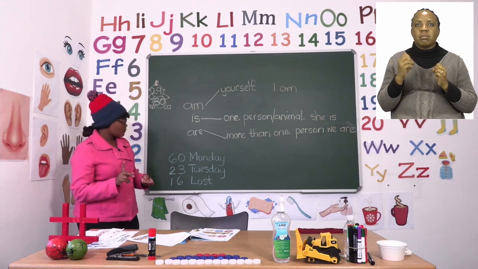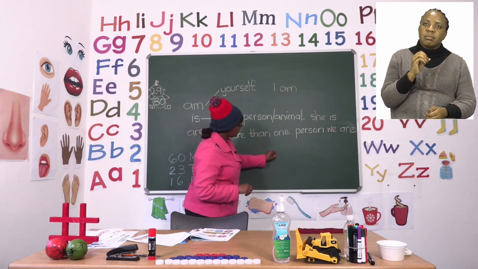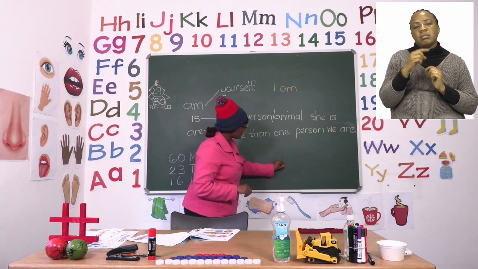So the numbers we are adding here are 60 plus 23.